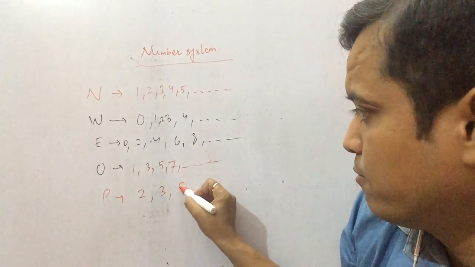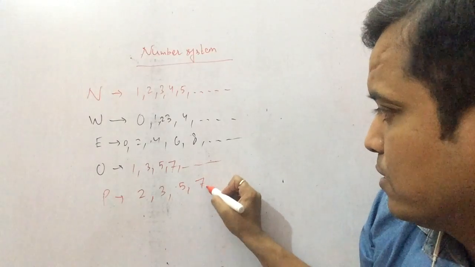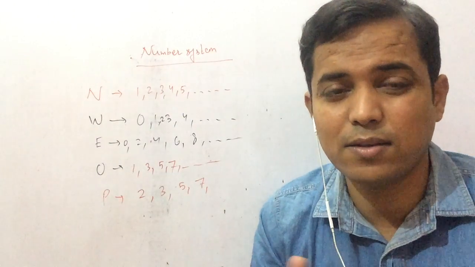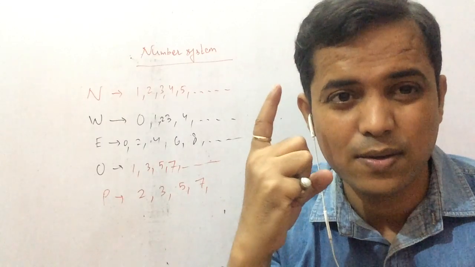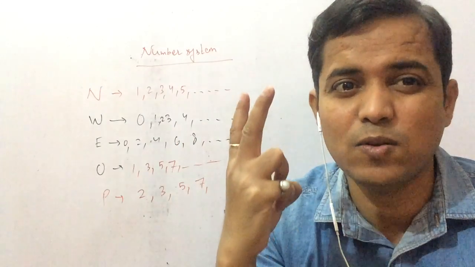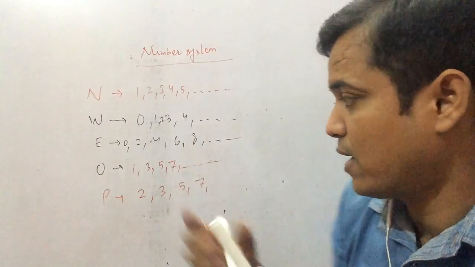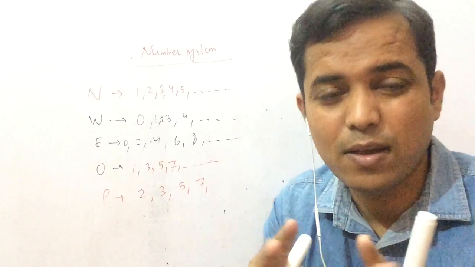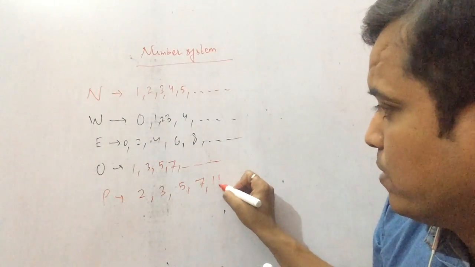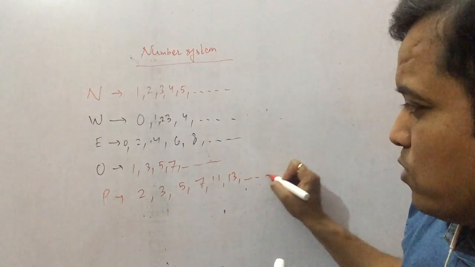So 2, 3, 5, 7, 9. 9 is not a prime number. Why? Because 9 has three factors: 1, it is divisible by 3, and it is divisible by itself also. So 9 has three factors, so we don't include 9 as a prime number. So here 11 will be the next prime number, 13, and so on.